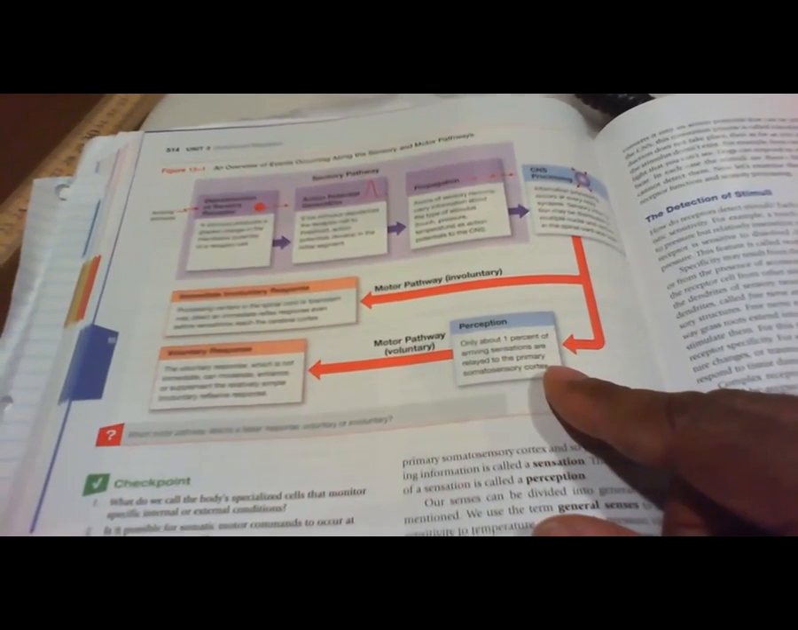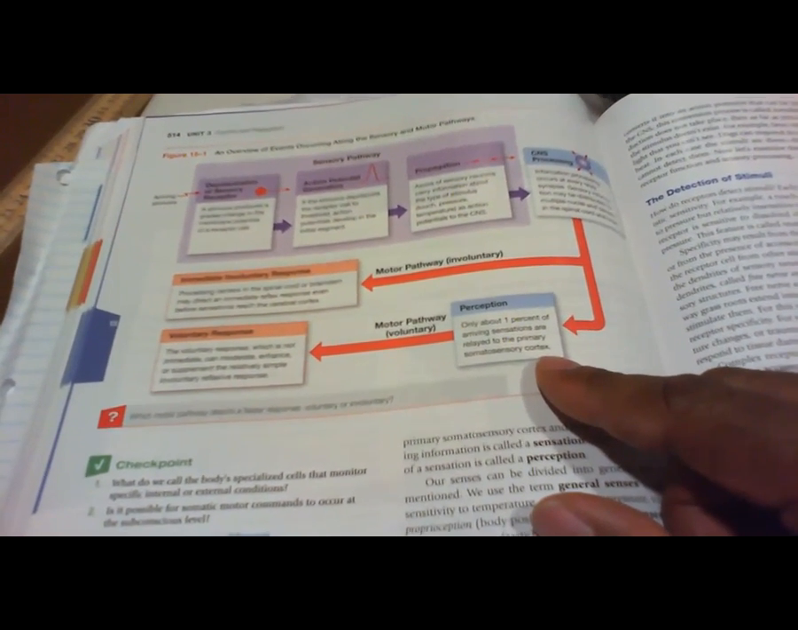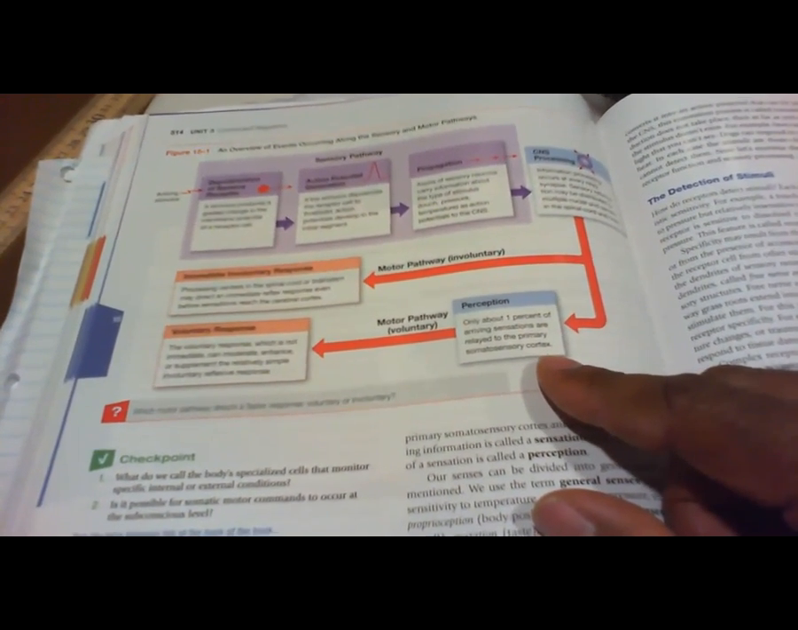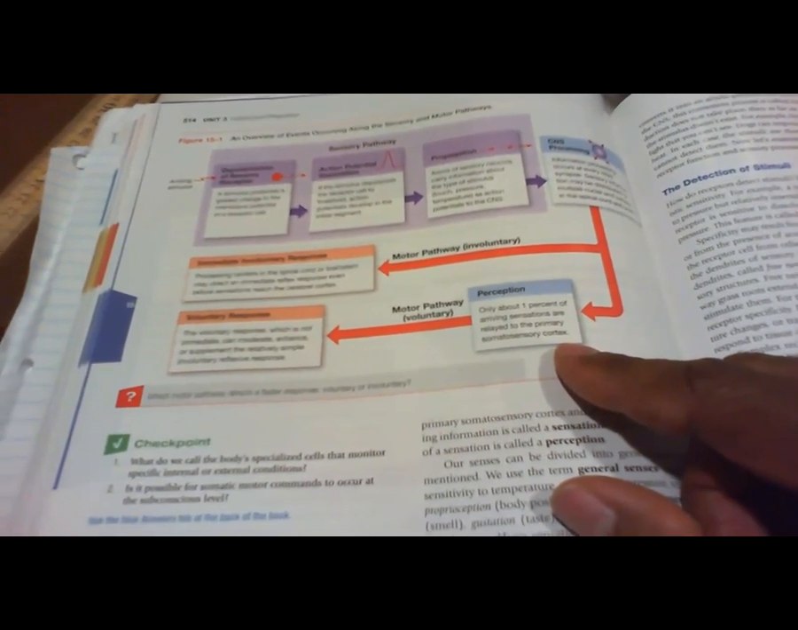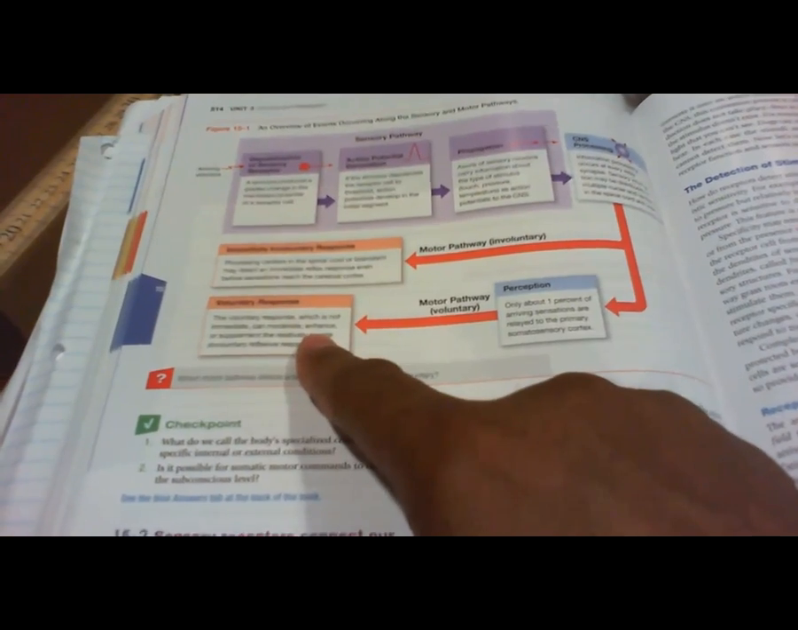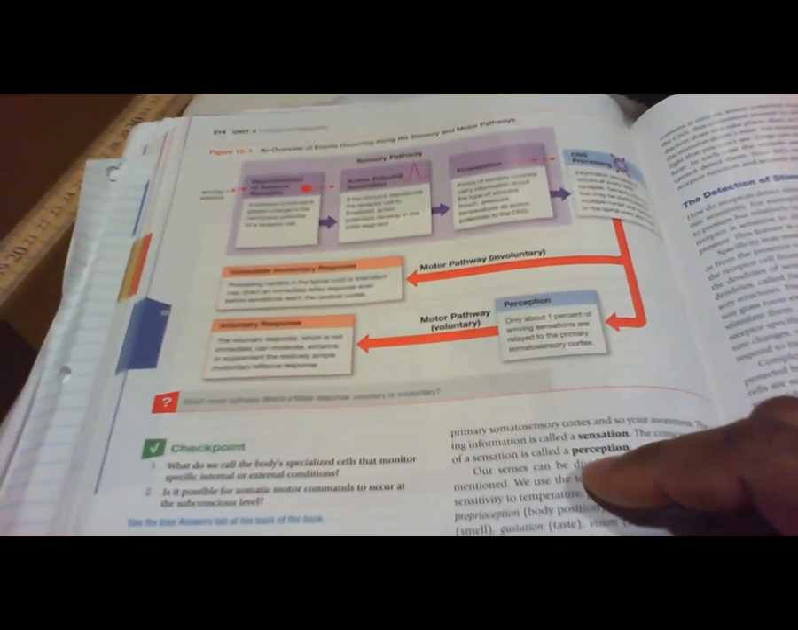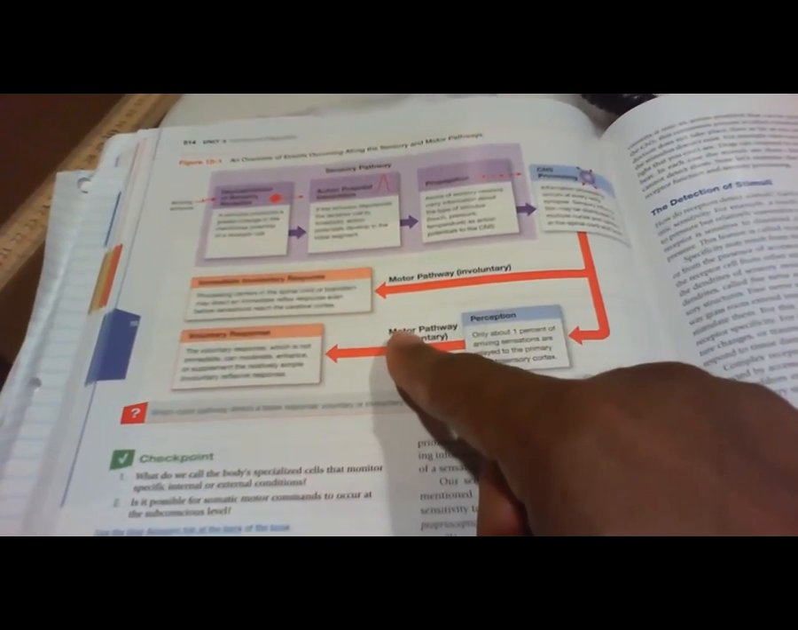So tells you with perception, most of the sensations are not related to your primary somatosensory cortex, but some are. Okay, but for the motor pathway, which is voluntary, it's not immediate, but it can moderate, enhance, or supplement the relatively simple and involuntary reflexive response. So yeah, and these can be happening simultaneously.